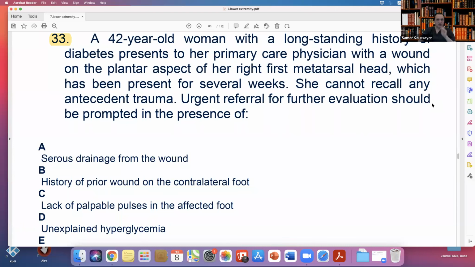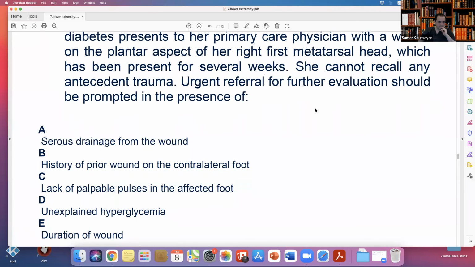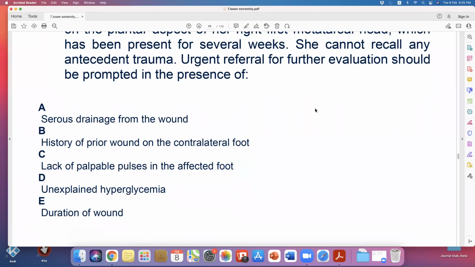So let's see what they're saying. What options do they give us? A, serous drainage from the wound. Okay, serous doesn't necessarily mean infection, right? Serous could be, like with a Charcot joint, I have serous drainage. Wounds always have some drainage. The key in the question is the urgency. So I don't think this would be a good option.